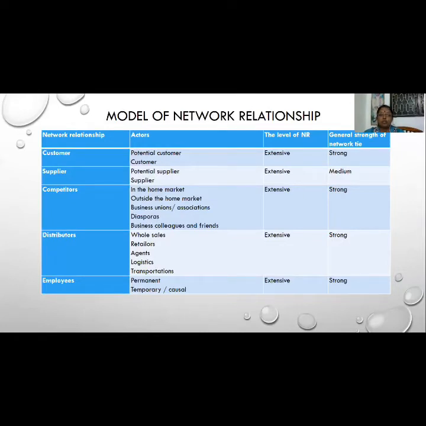Then distributors, wholesalers, retailers, agents, logistics, and transportation. It's very important to have distribution to create a smooth supply chain. Then employees are very important. They may be permanent or temporary. They must have a very important tie with the firms. It must be considered in this model.